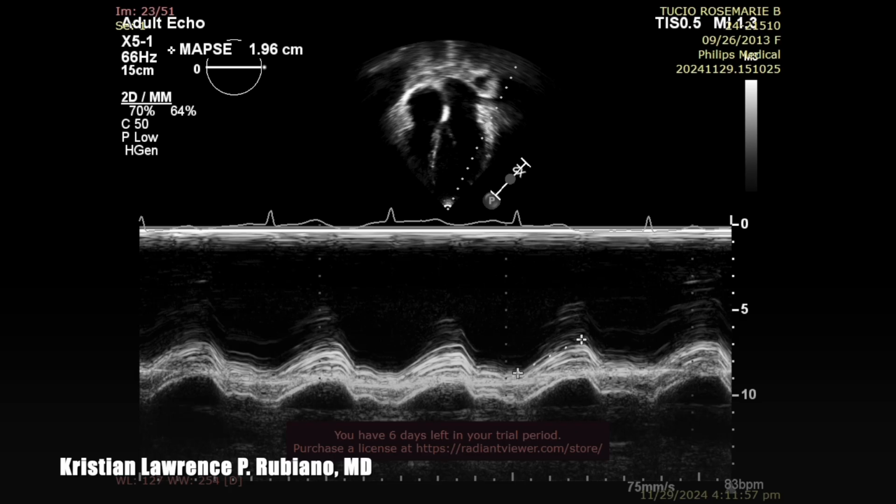To get the MAPSE, locate the mitral valve annulus at the base of the left ventricle, then do M mode. Position the cursor along the plane of the mitral annulus to capture the motion of the leaflets during the cardiac cycle.